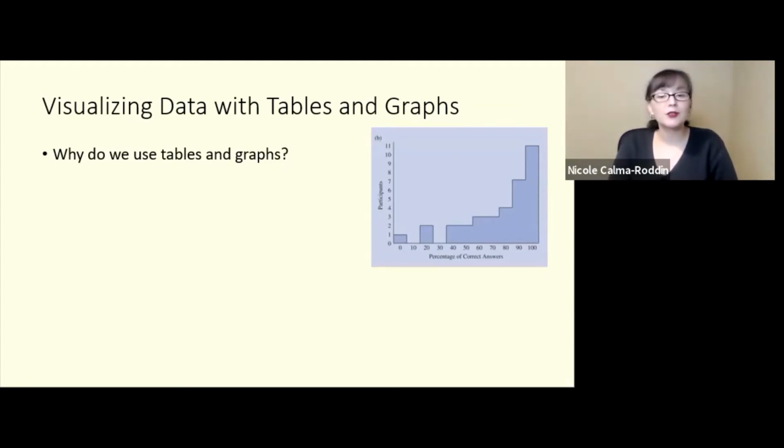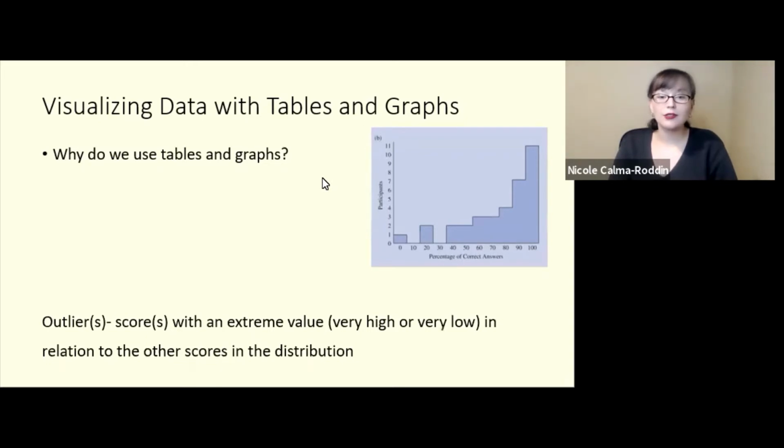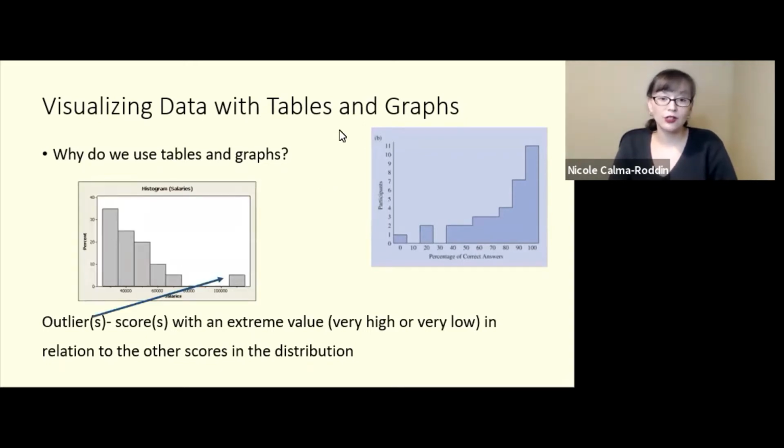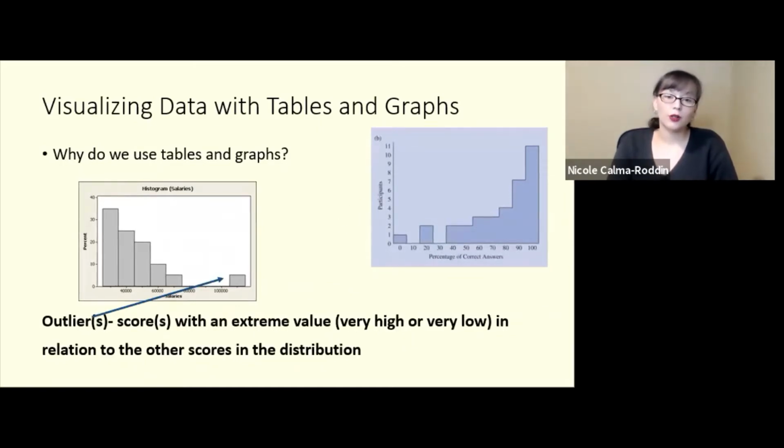We're going to be talking specifically about a couple of kinds of graphs, although there are many other kinds that exist. First, I want to briefly discuss the idea of outliers because this is something that we'll pay attention to. It's one of the things that's very easy to see when we're looking at a histogram, for instance, along with the shape of the data, the most frequent score, and things like that. An outlier is a score with an extreme value. This may be a very high or very low score in relation to other scores in the distribution.